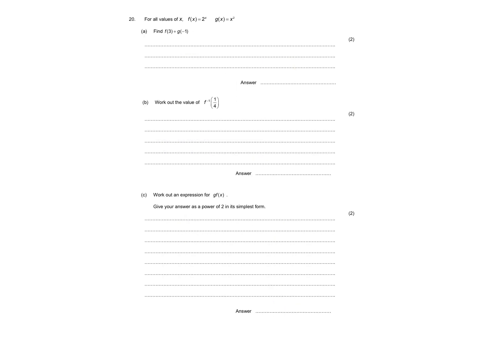Question 20, all about functions. f of 3 is equal to 2 to the power of 3, which is 8. g of minus 1 is equal to minus 1 squared, which is 1. And if we add f of 3 and g of minus 1, we simply get 9. Now, part B is harder. Work out the value of the inverse function f applied to a quarter.